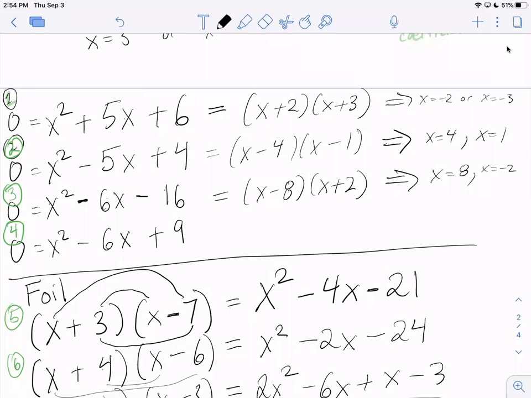Please message me in chat if you're not sure why it's x minus 8, or if you have any questions about 1, 2, or 3. Does anyone have any questions about any of them? You can message me privately, and I'm happy to explain, because we are going pretty quickly through this.